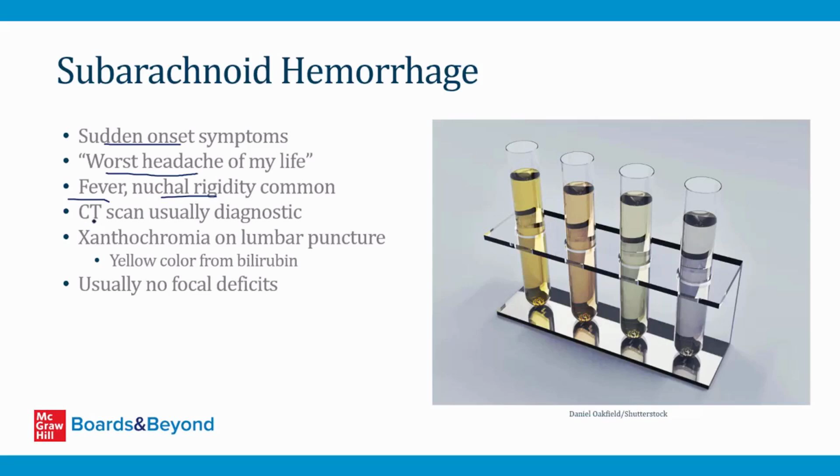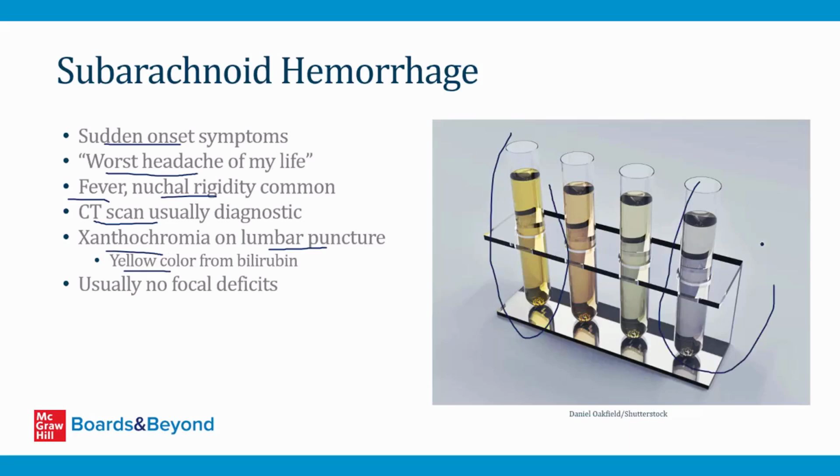Usually the CT scan is diagnostic, although it's best early on and it's less accurate later on. And if you're highly suspicious of a subarachnoid hemorrhage, but the CT is non-diagnostic, you can do a lumbar puncture and obtain a sample of CSF. What you will see is xanthochromia. This refers to a yellow color to the CSF fluid. That's what's shown here in this picture.